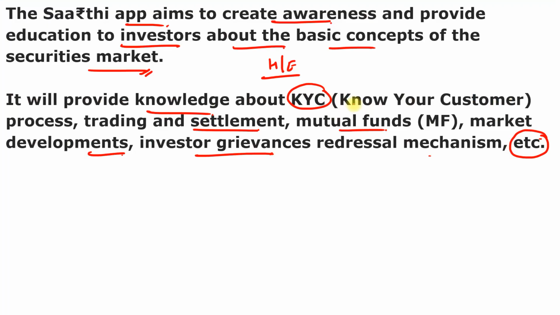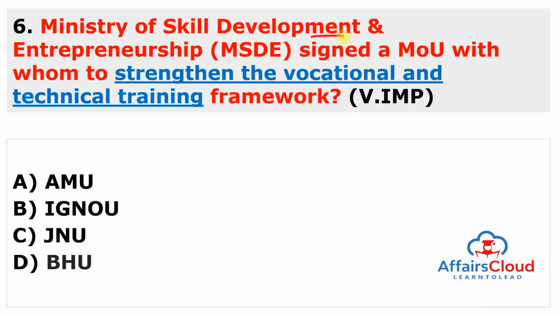Moving to the next question. The Ministry of Skill Development and Entrepreneurship signed a memorandum of understanding with whom to strengthen the vocational and technical training framework? So this ministry signed an agreement with one institution to strengthen the vocational as well as technical training framework, and this institution is IGNOU. So the answer to this question is B. And what is the meaning of IGNOU? It is Indira Gandhi National Open University. So remember it is B.